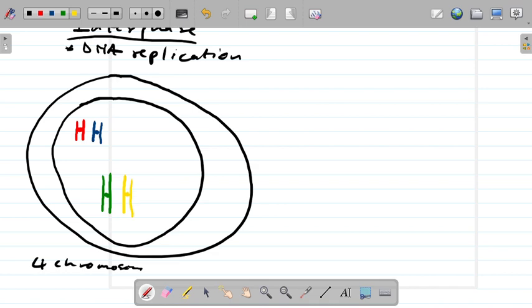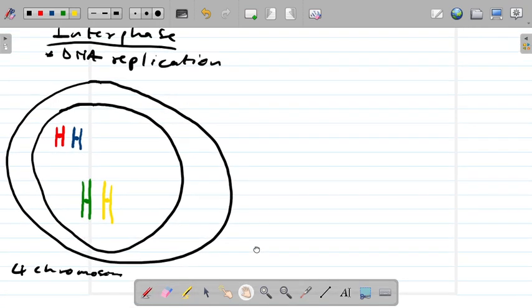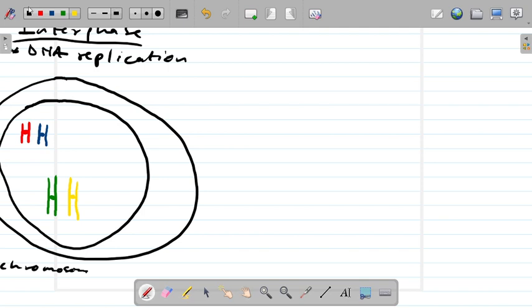How many chromosomes do we still have? We count the number of centromeres. We still have 4 chromosomes. Now, how many chromatids do we have? Not sister. We have 1, 2, 3, 4, 5, 6, 7, 8 chromatids in the cell after replication. Good. Now this DNA replication is taking place, and this cell is ready for meiosis, for that reduction division.